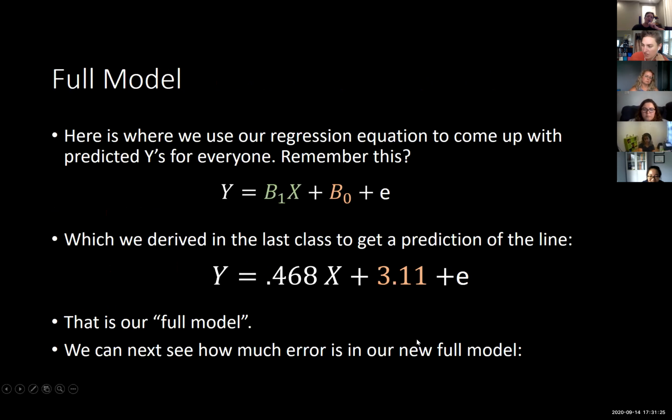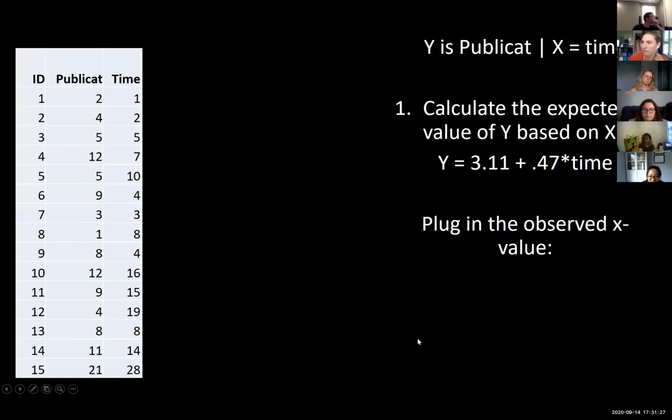And I'm going to see how much error is in our new full model. And I'm going to do it exactly the same way I did before. So again, I have each of the 15 people. I have their number of publications, but now I also have their number of years from PhD. And I'm going to calculate the expected score. Instead of being the mean for everybody, I'm going to calculate it based on that regression equation. Remember how I said you could use any x value in the whole wide world to get a predicted y score? And that's what we're going to do right here.